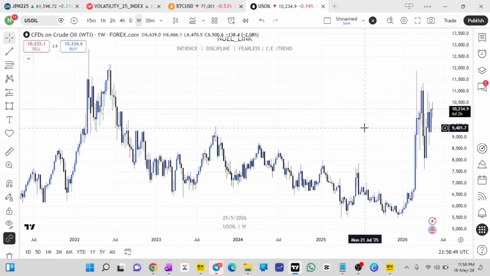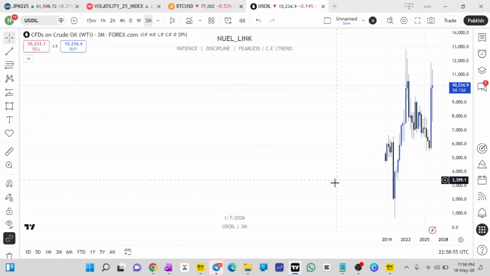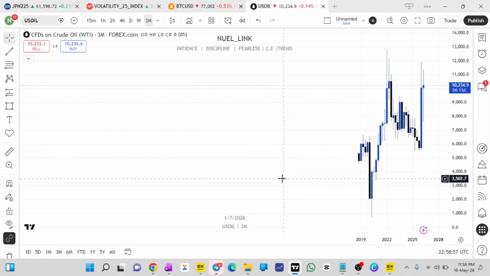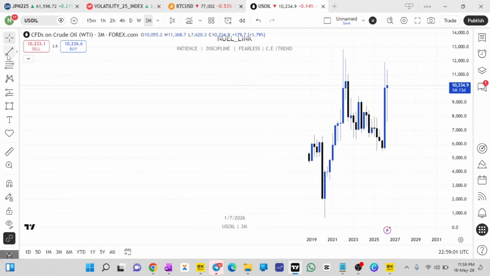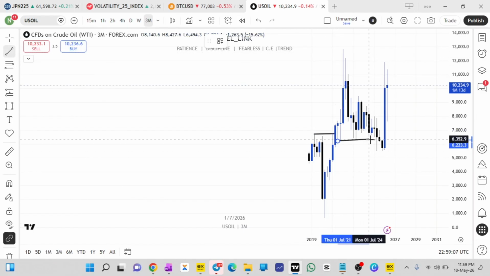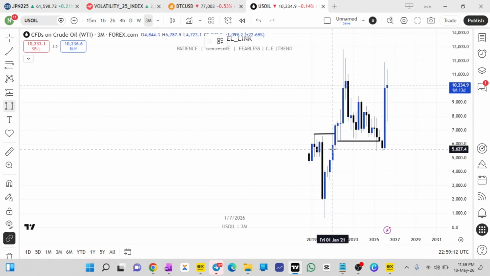Let's do a backtest, not really a backtest, a forward test on US oil. Basically, we want to start from our 3 month charts, so the market is there to give more clarity. As you can see, you can clearly see a break of structure here. You can clearly see the liquidity here. Basically, price is expecting this fair value gap.